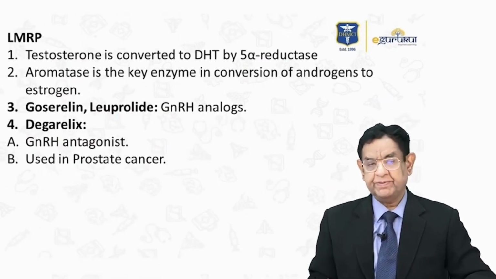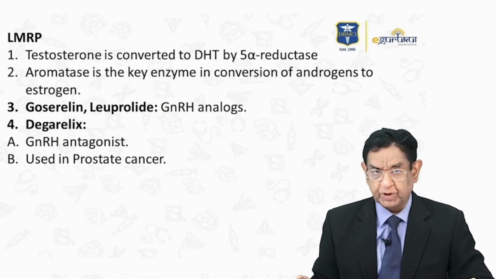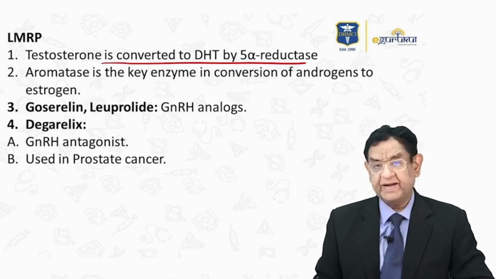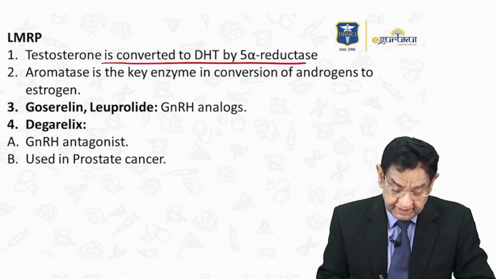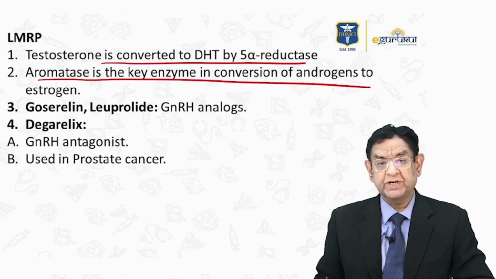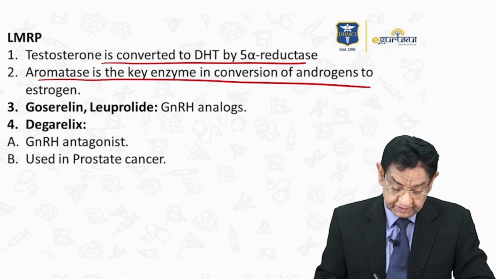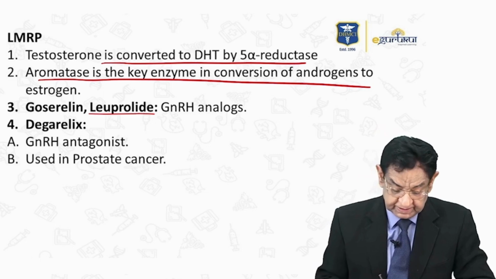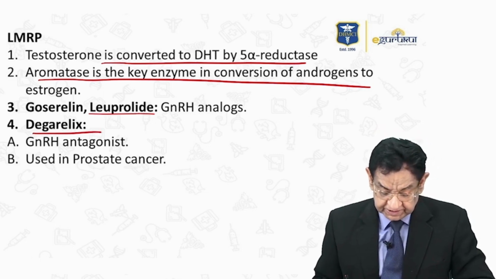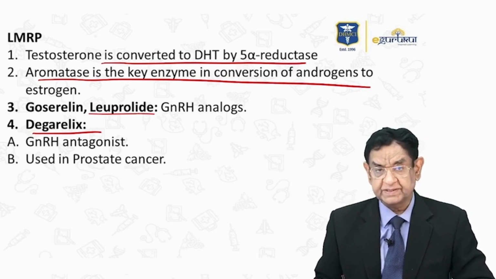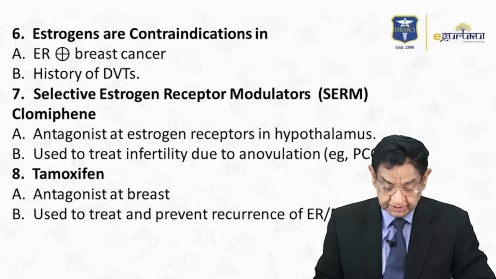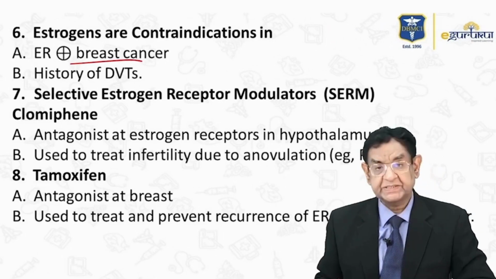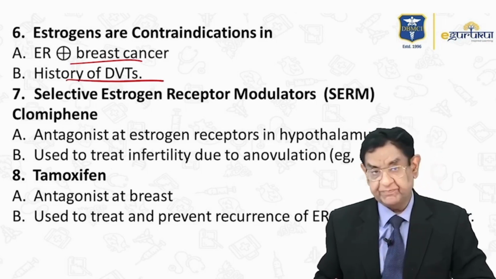Now, a quick recap, last minute revision points, all you have to remember. Testosterone is converted to DHT by 5-alpha reductase. Aromatase is the key enzyme that converts androgen to estrogen. Goserelin and leuprolide are GnRH analogs. Degarelix is a GnRH antagonist used in prostate cancer. Estrogens are contraindicated in ER positive breast cancer and history of deep vein thrombosis.